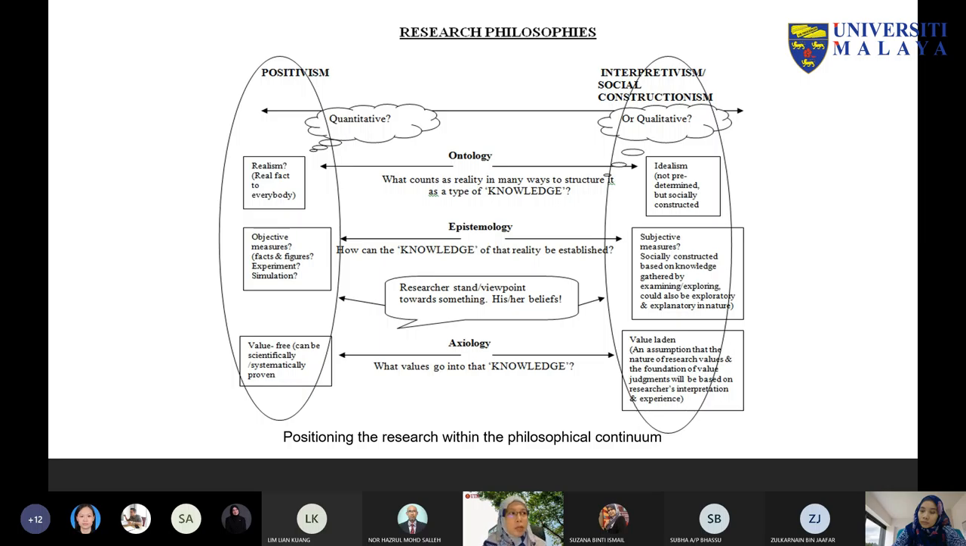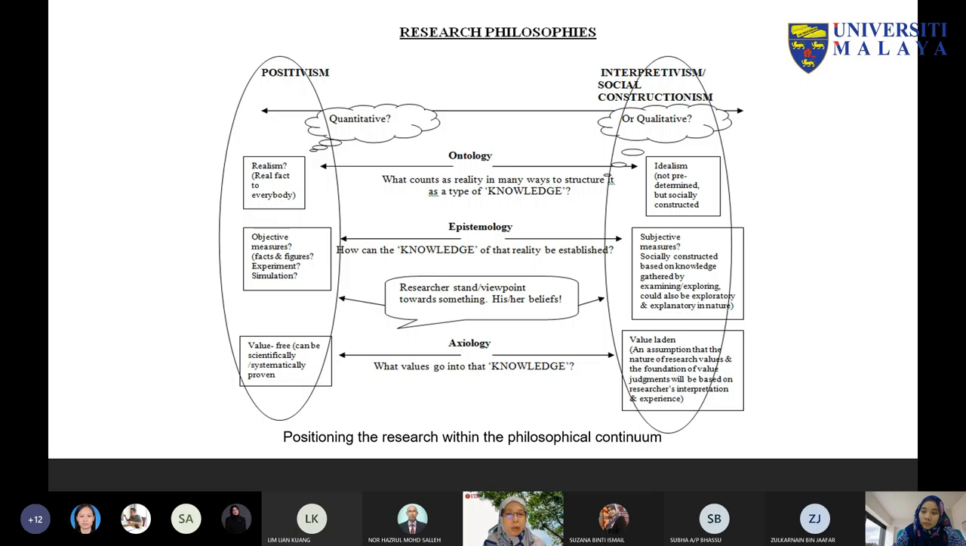I will share this tomorrow on the finding and discussion. But if you have mixed method, and the weightage of qualitative is relatively small, so it's just merely for you to explore some variables or some elements before you're testing it, for example, you can have only an exploratory phase inside your data collection. That is the second assumption, while the third assumption is axiology, what values go into that knowledge.